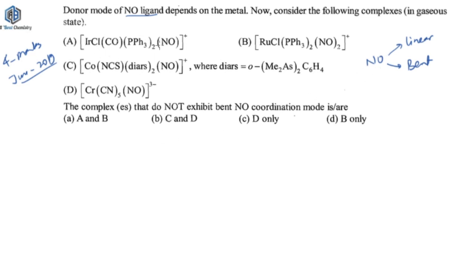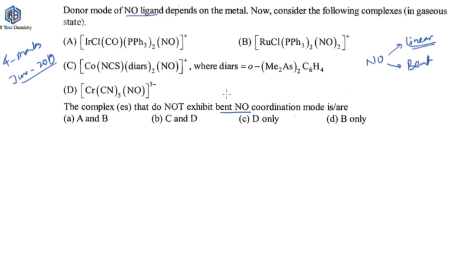Now in the question it was given that you have four different complexes A, B, C, and D. These are four different complexes, and they have asked for the complex that does not exhibit bent NO coordination mode. Okay, that means they are asking about the linear mode of NO. So in which of these complexes is NO present in the linear mode? That's what they are asking generally.